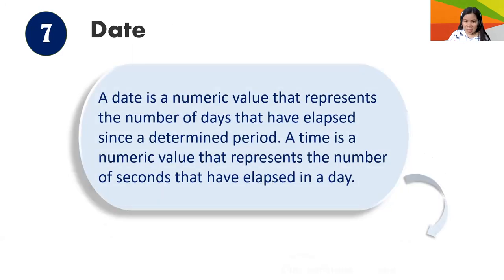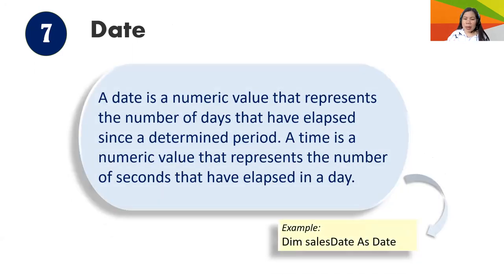Let's move on to our seventh data type. We have Date. A Date is a numeric value that represents the number of days that have elapsed since a determined period. A time is a numeric value that represents the number of seconds that have elapsed in a day. Example, Dim salesDate As Date. Sales date here is our variable and Date is its data type. We declare it as Date by data type.